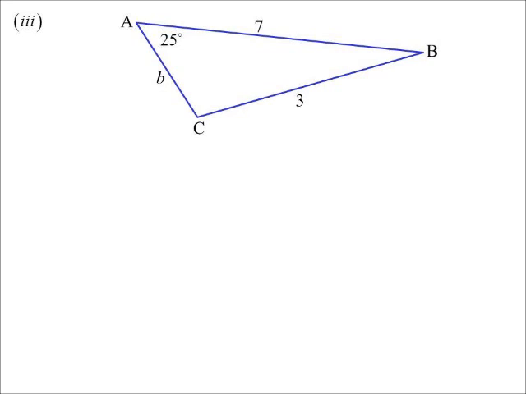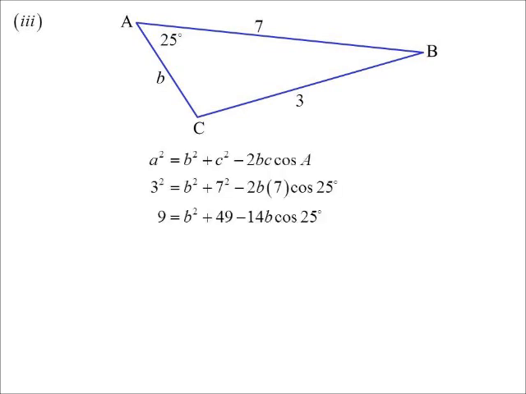So I set it up, but stick with, well, the angle I know is 25 degrees, so I'm going to pretend like it's A I'm trying to find. So A squared is B squared plus C squared minus 2BC cos A. Substitute what I need, and now it's just a matter of making B the subject. I've actually got a quadratic here. So if I make it look like a quadratic, that's what I have to solve.